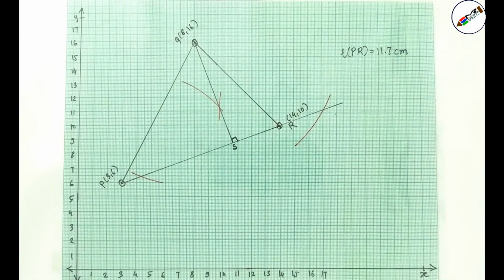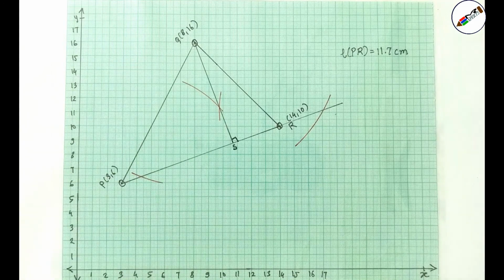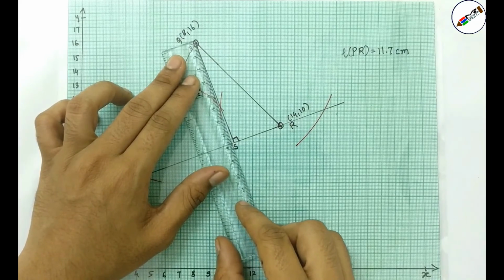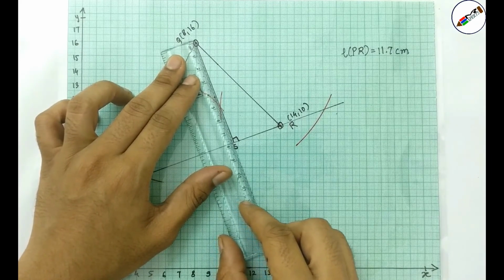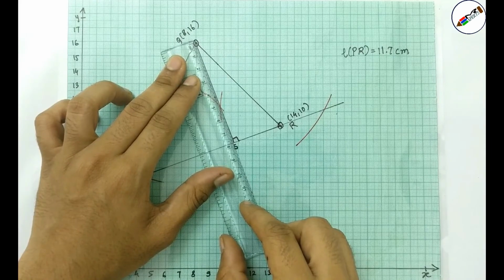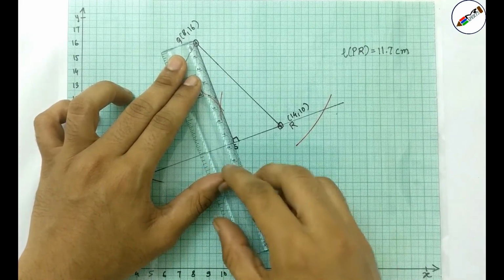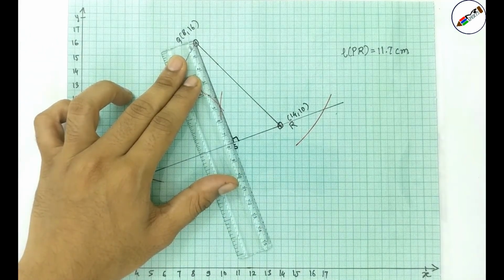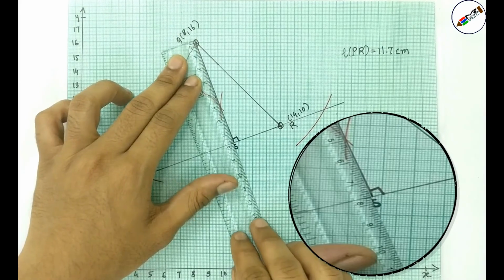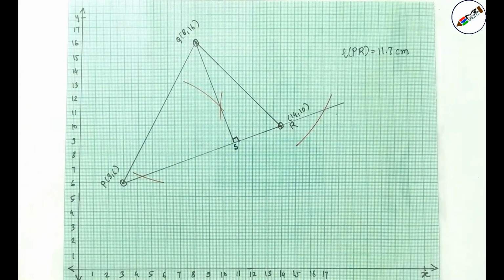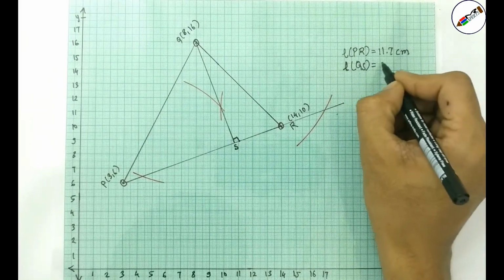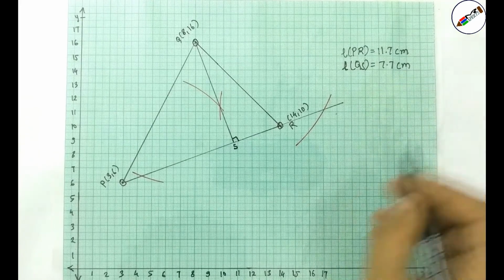Now we need to measure the length of the line segment QS, which is the height of the triangle. Let us measure it. As we can see from the figure that it is coming out to be, let me mark it very carefully, exactly 7.7 centimeter. So length of QS is equal to 7.7 centimeter.